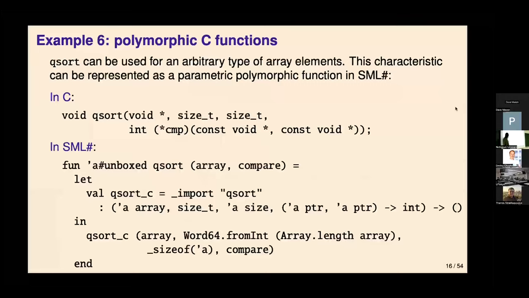So the next example is a polymorphic C function. The qsort function is actually a polymorphic function because it takes an arbitrary type of pointer as an argument. And the information of the element is given as the second and third arguments. You can import this polymorphic characteristic, and keep it within the shell.